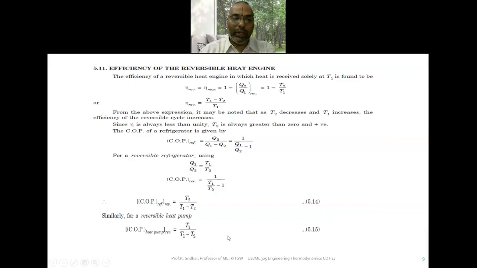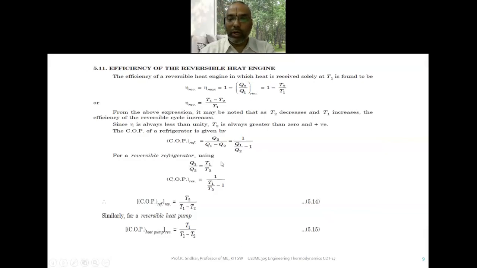And whenever you compare the heat pump COP value with the heat engine efficiency value, you can see it is T1 minus T2 by T1 and here it is T1 by T1 minus T2. So both are reciprocals of each other. That's why we can say that the efficiency of the heat engine is equivalent to 1 by COP of the heat pump. The efficiency is nothing but 1 by T1 by T1 minus T2, that is 1 by COP of the heat pump.